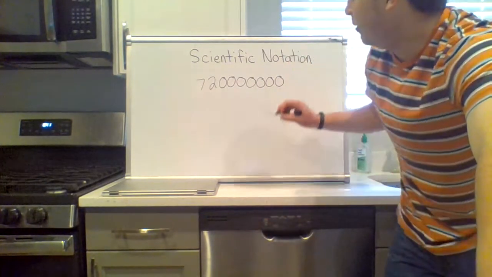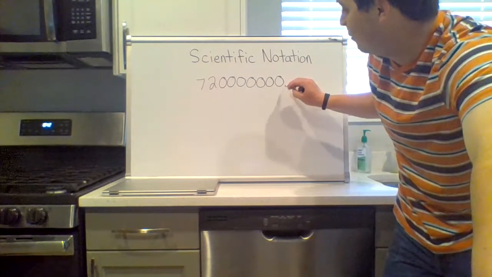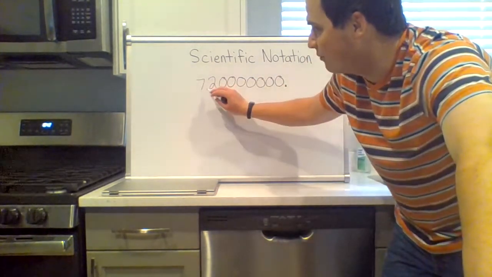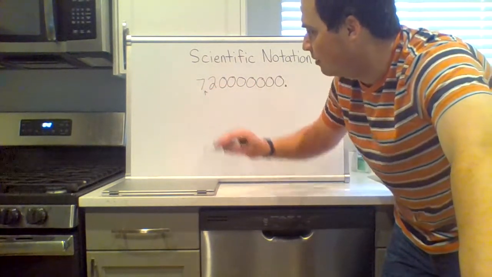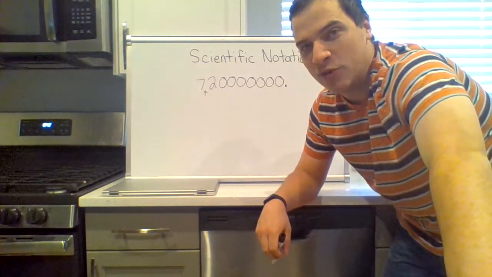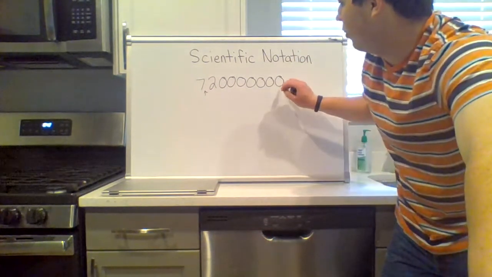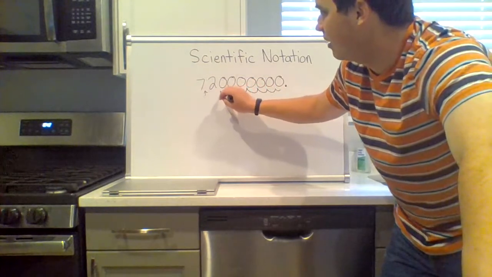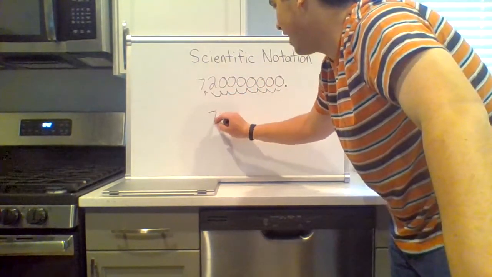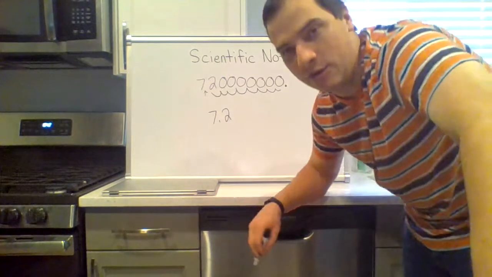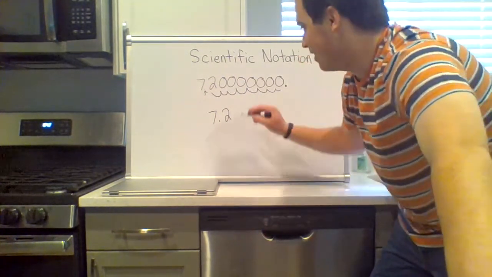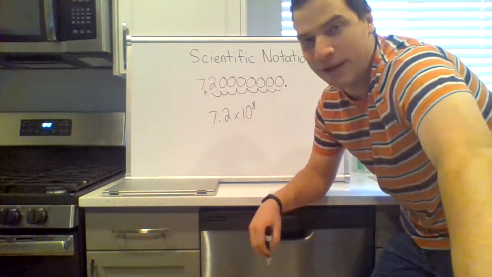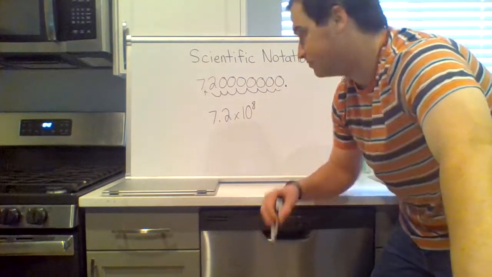So one thing you can do is there's a decimal here. You count how many spots there are until you get to right after the number. You want just one number in front of the decimal. That means you have to go 1, 2, 3, 4, 5, 6, 7, 8. So we would write that as 7.2. And to represent, we move the decimal 10 places times 10 to the 8th. That's how you'd write a number in scientific notation.